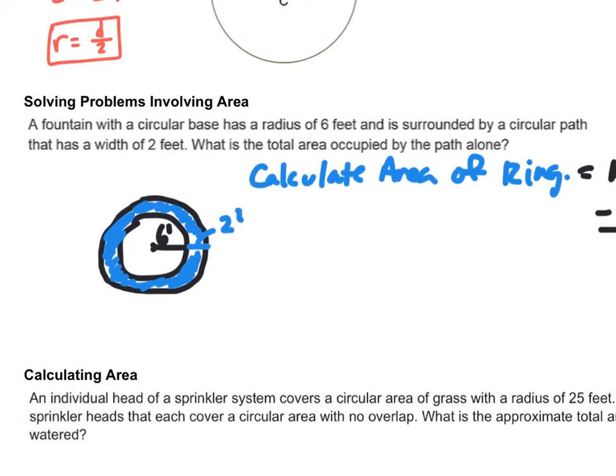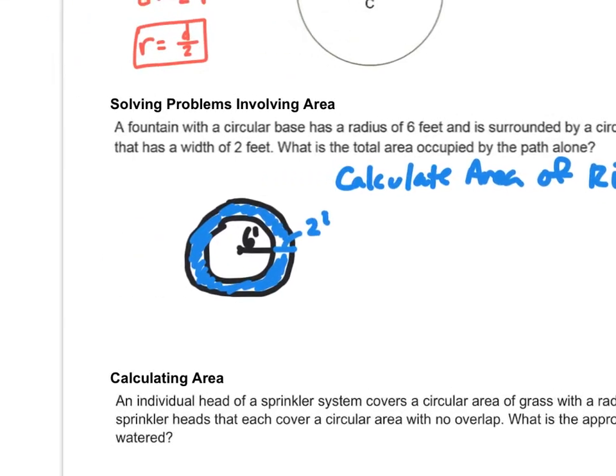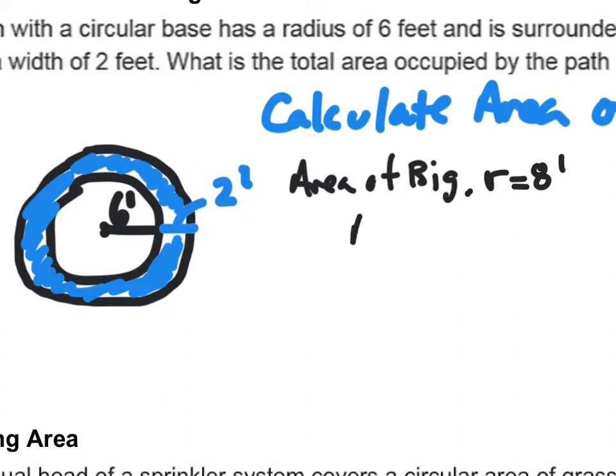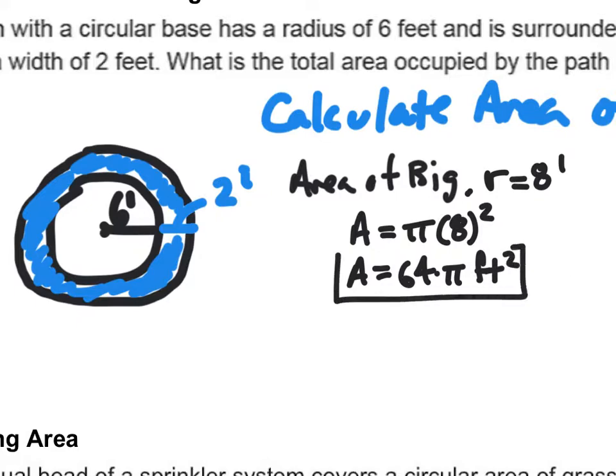Now let's find the area of the big circle. The radius for that would be a total of 6 and 2 added together, so my radius is equal to 8 feet. My area then is equal to pi times 8 squared. I'm going to leave this in terms of pi, and write this as area is equal to 64 times pi, and that's feet squared. We'll leave it like that just for right now.